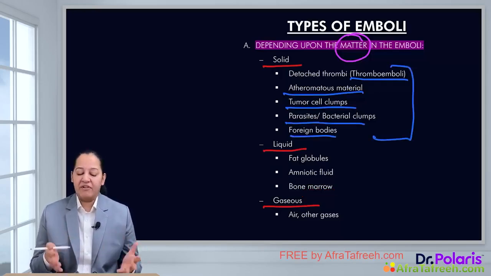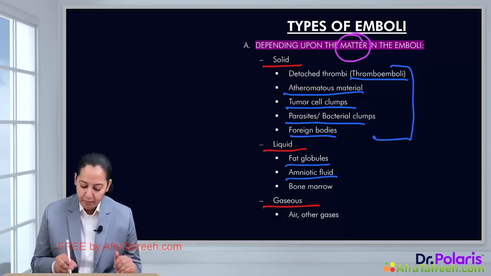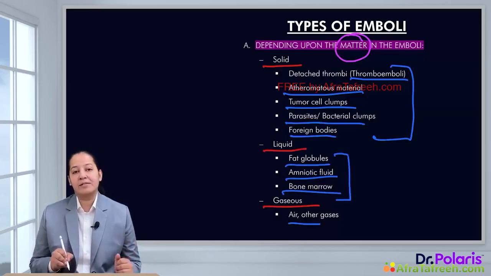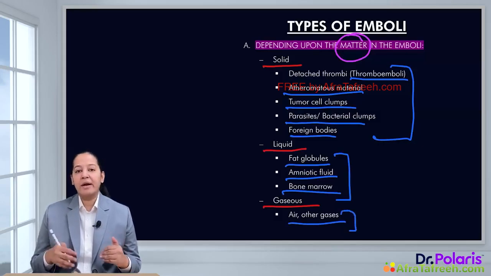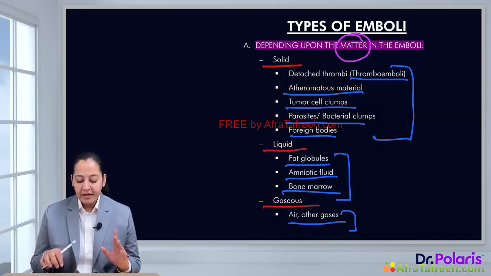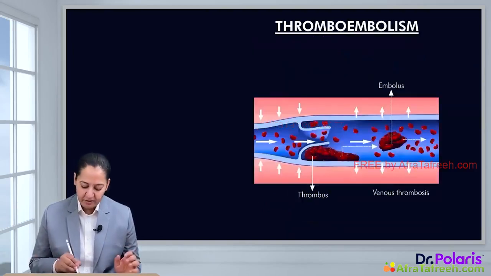Coming to the examples of liquid, fat globules can be there, amniotic fluid can be there, bone marrow can be there. These are the examples of the liquid. And in the gaseous, air embolism is there. So solid, liquid, gaseous. That is the first classification, and you can see various examples of the emboli inside each of them. Before coming to the second type, you can see the diagrams of each of them.